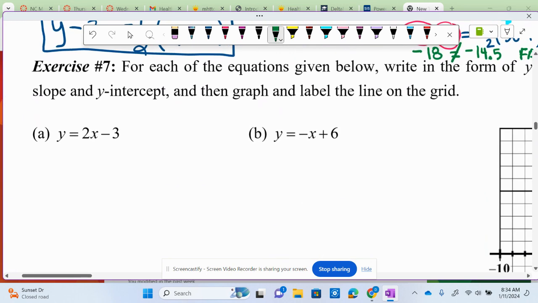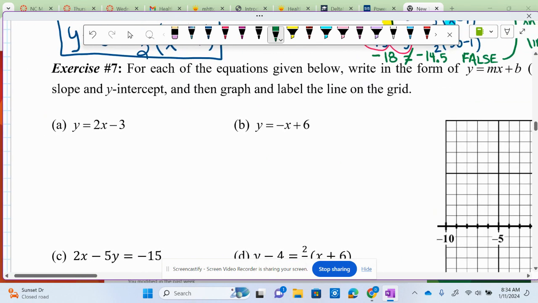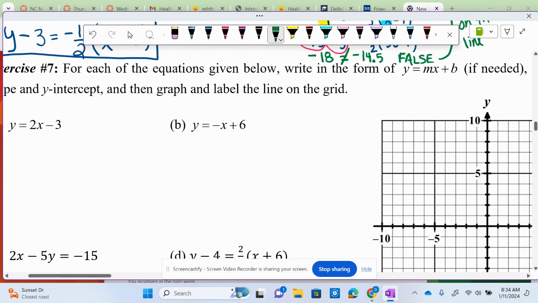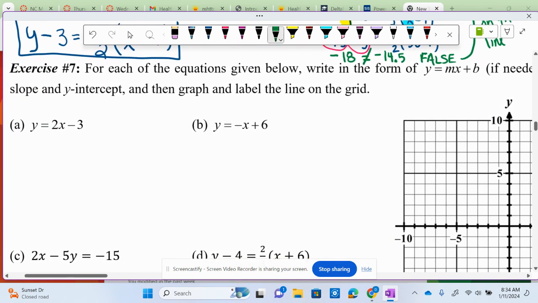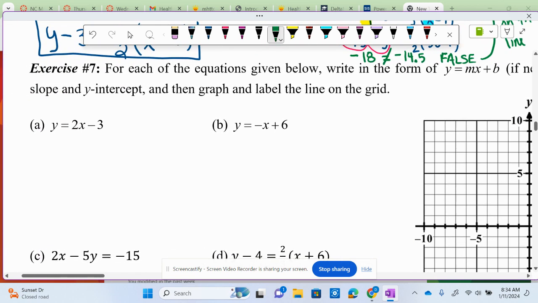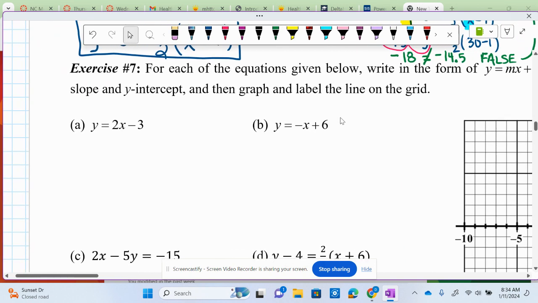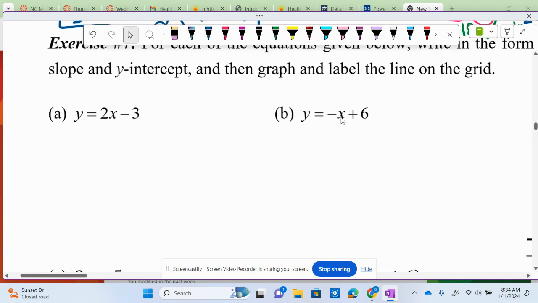Okay. So for each of the equations below, write in the form y equals mx plus b if you need to. And then identify the slope and the y-intercept and graph it on the grid. So let's look at example A. Can you tell me the slope and the y-intercept? Anyone? The slope is what?